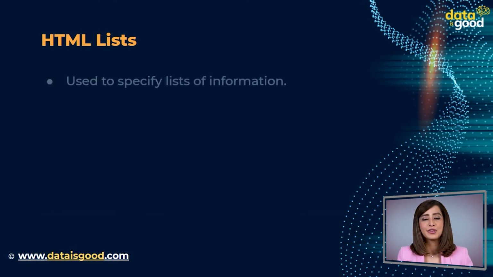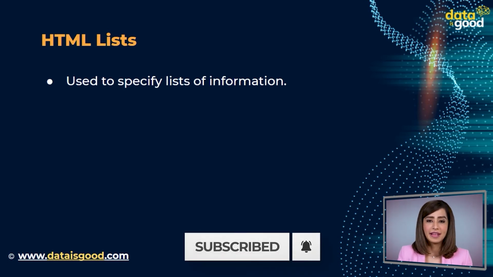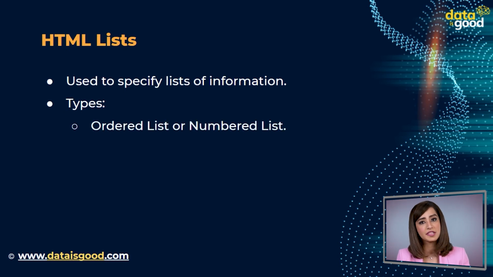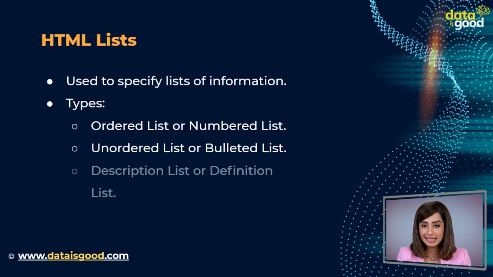HTML lists are used to specify lists of information. All lists may contain 1 or more list elements. There are 3 different types of HTML lists: ordered list or numbered list, unordered list or bulleted list, and description list or definition list.